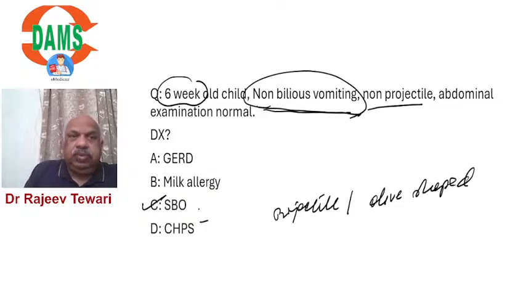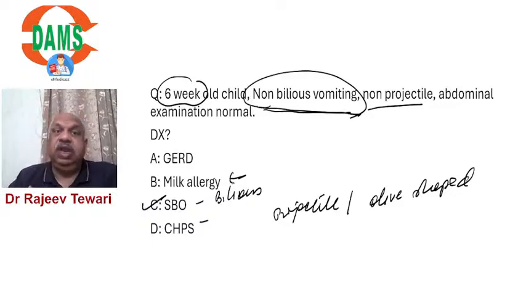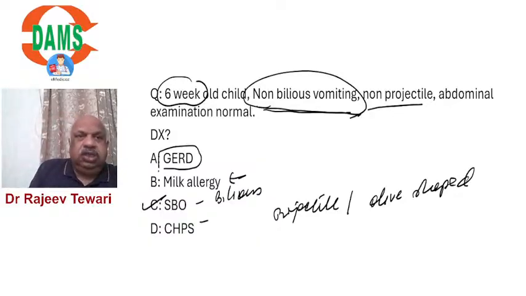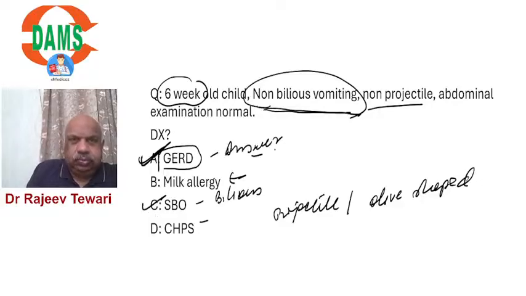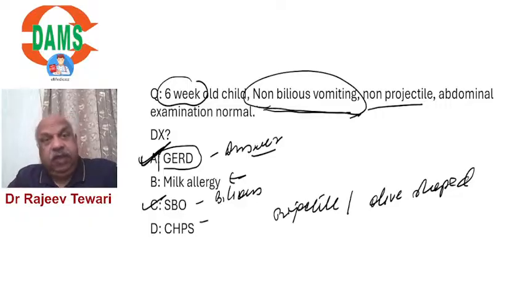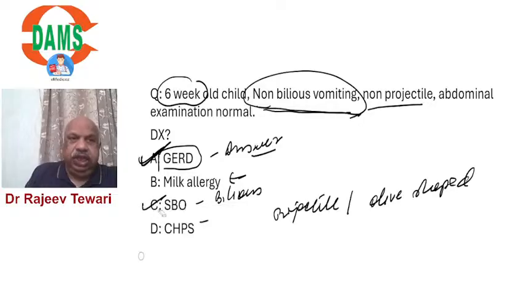GE or small bowel obstruction will have bilious vomiting. Milk allergy will have other features as well, skin involvement, and it will be right after birth. GERD is the most probable diagnosis. This is the best diagnosis. Although GERD doesn't present with vomiting very often, it presents with belching, regurgitation and respiratory symptoms. In neonates, respiratory symptoms are very common after feed, like coughing and aspiration pneumonitis, rather than vomiting. But out of these four, the best answer is GERD.